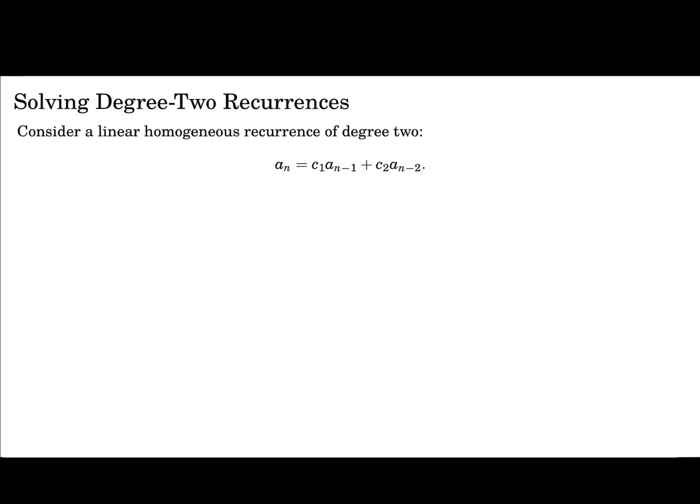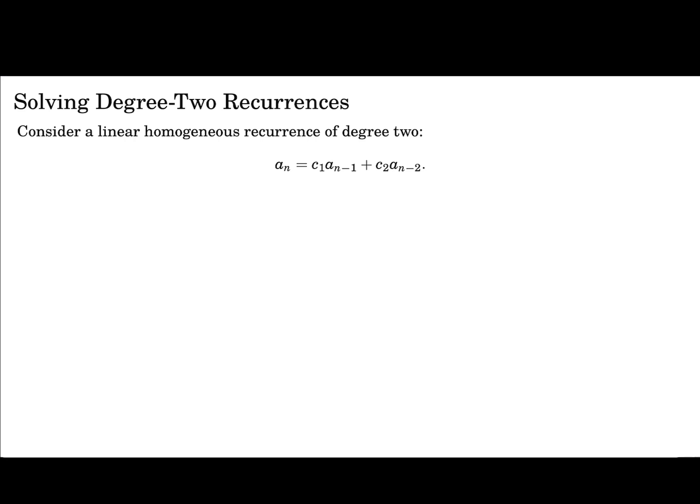Let's see the general method for solving degree 2 linear homogeneous recurrences. So suppose we have a recurrence of the form a_n = c1 a_{n-1} + c2 a_{n-2}. This is degree 2 because the value of a_n depends on the previous two terms. And our goal is to find the closed formula for a_n, instead of computing the sequence one term at a time.